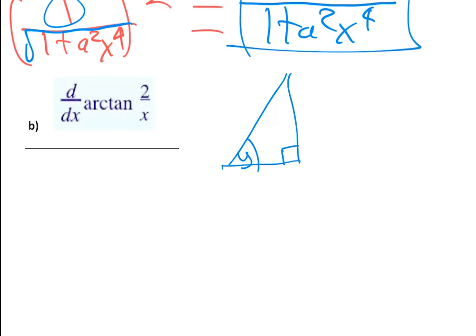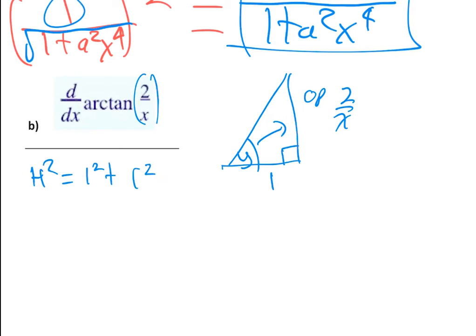And then now you read that it's tan. Tan is opposite divided by adjacent. Well, the opposite is there, so the opposite is 2 over x. The adjacent is 1. And then our hypotenuse squared is going to equal 1 squared plus 2 over x squared, right? Adding the squares, which is going to work out to 1 plus 4 over x squared.